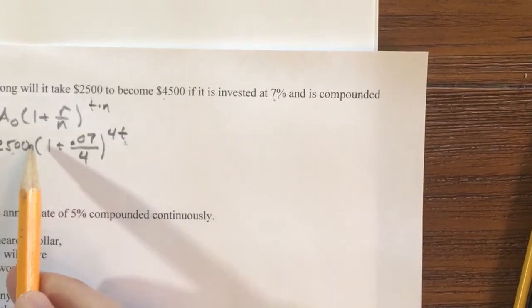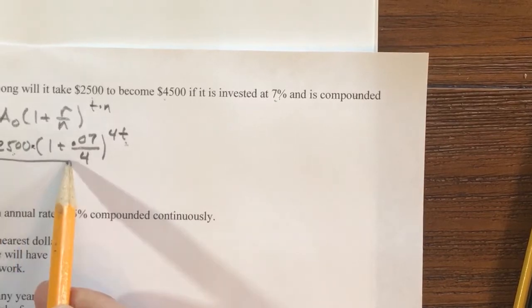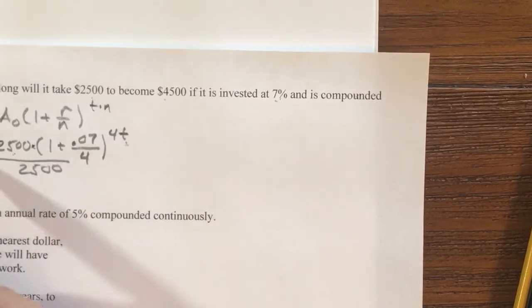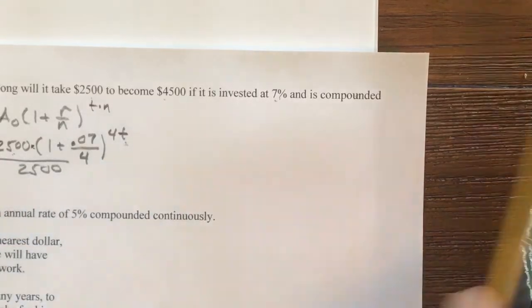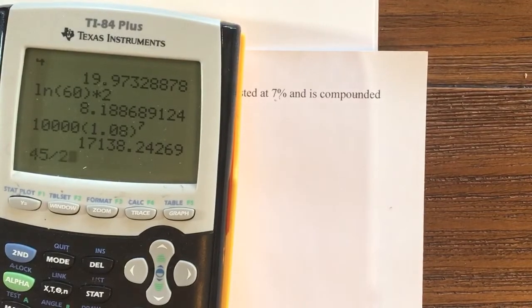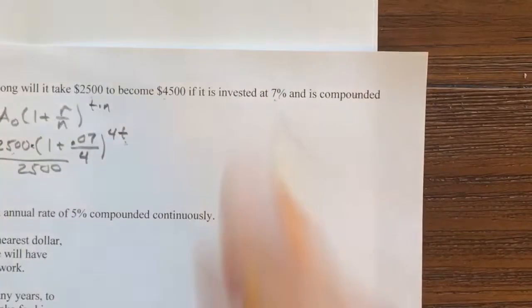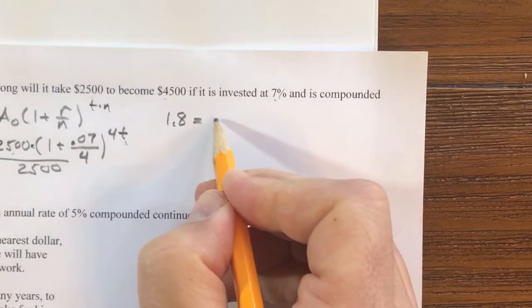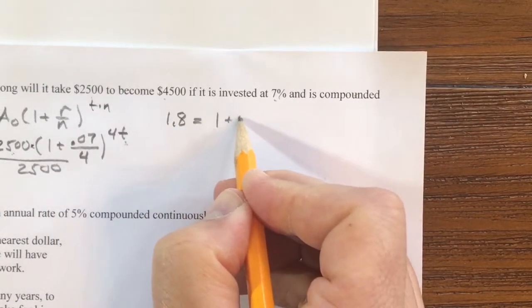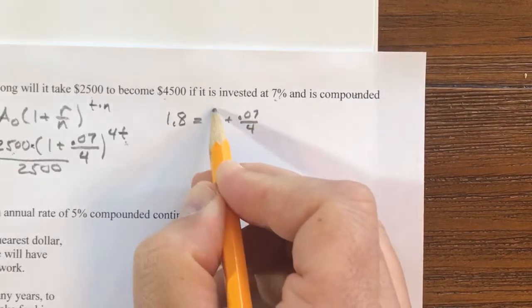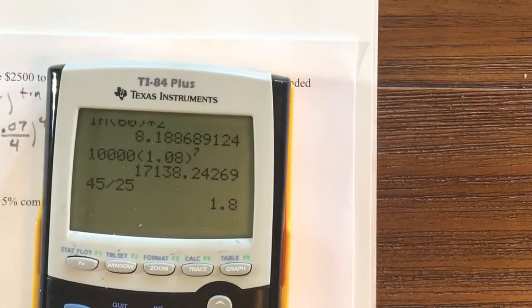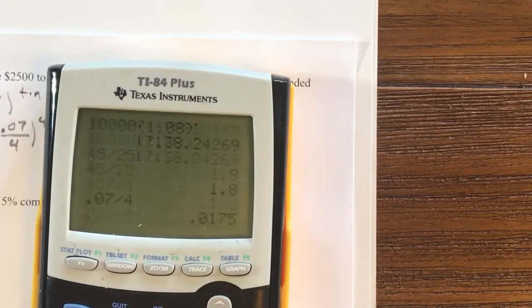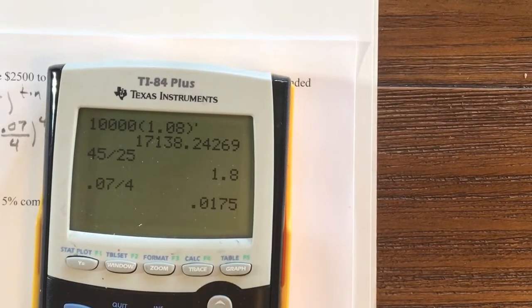Step 1, let's get rid of this. This is multiplication, so I got to divide by 2,500. I get a lot of people subtracting, which would be wrong. All right, lop off those zeros. What's 45 divided by 25? Probably not nice. 1.8 equals 1 plus 0.07 divided by 4, to the 4t. You might want to take this and just change it to a regular number. I don't think I'm going to do that. 0.07 divided by 4, probably not coming out nice. 1.0175.